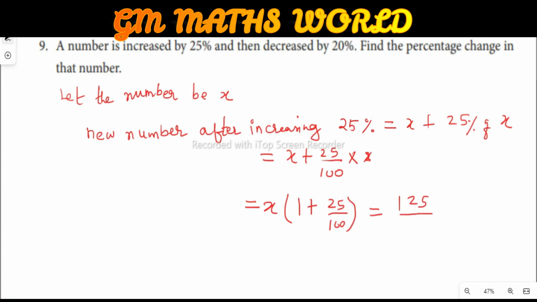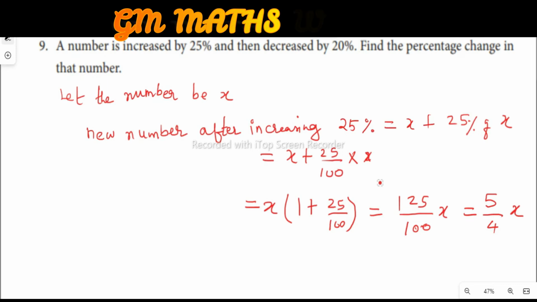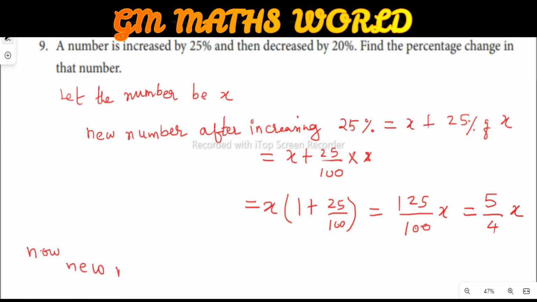x into 100 plus 25 by 100, which is 125 by 100 into x, equal to 5 by 4. 5 times in 25 table and 4 times 100 in 25 table, so it is 5 by 4 x. Now the new number after decreasing 20% is 20% of 5 by 4 x.